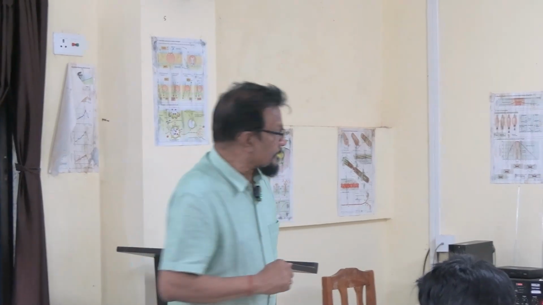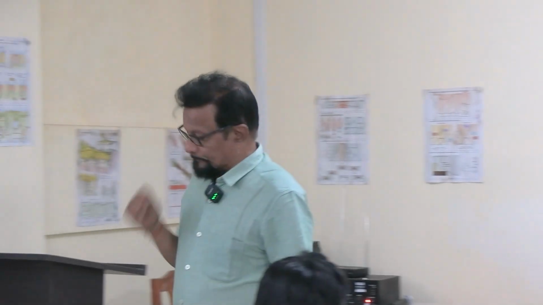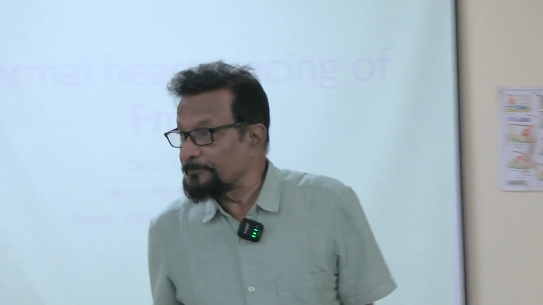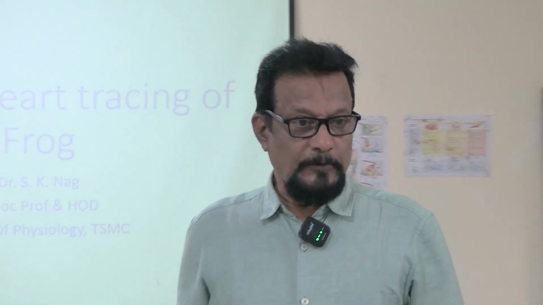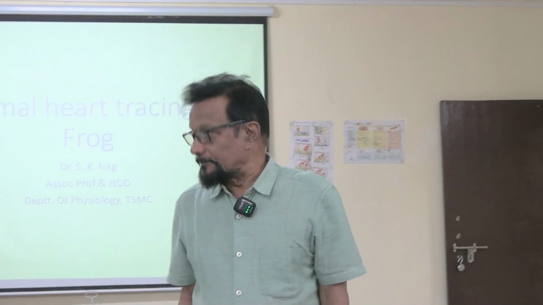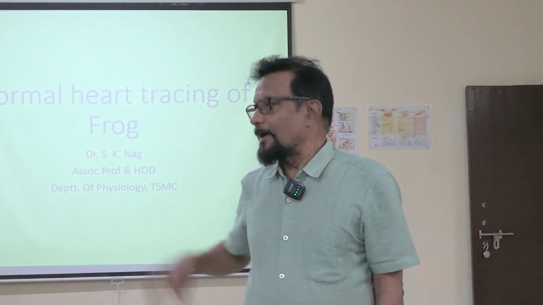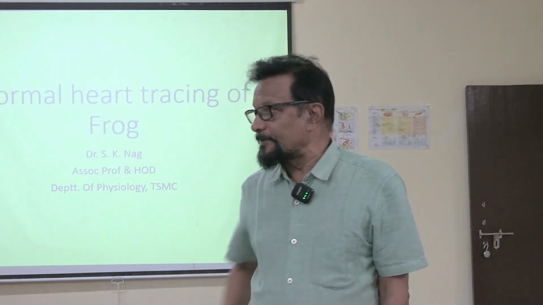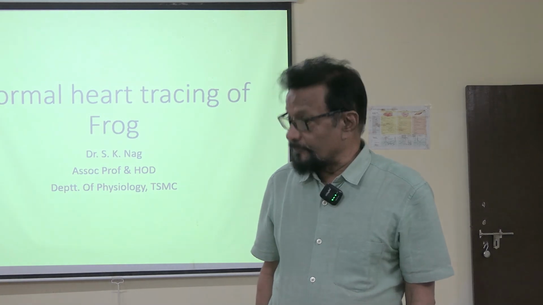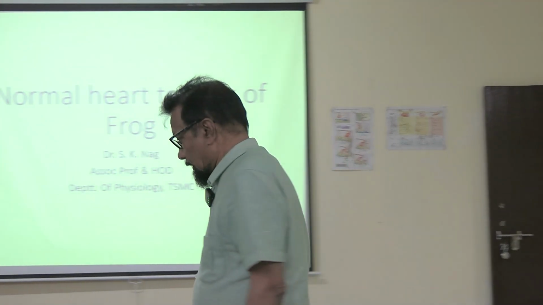Okay. Now let us see the amphibian heart. How many chambers are they having? 3 or 4? 3. What are these? 2 atria, 1 ventricle. And another cavity-like structure is also there. This is called sinus venosus. Okay.